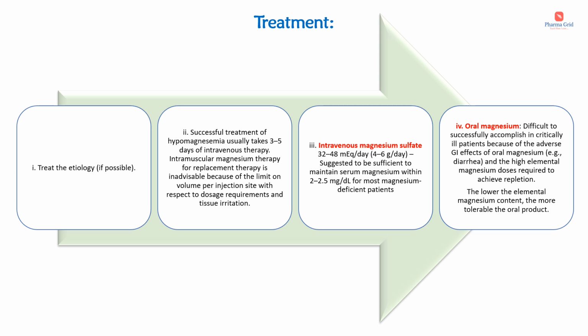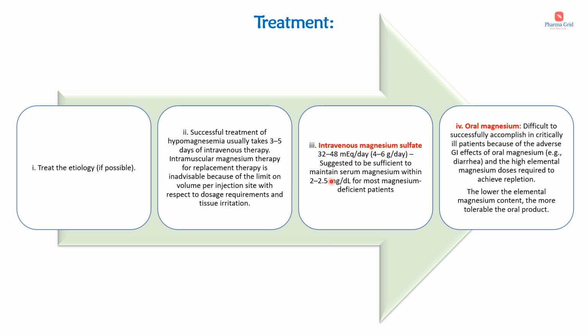Now, the treatment options for hypomagnesemia. First of all, treat the etiology if possible. Then successful treatment of hypomagnesemia usually takes 3 to 5 days of intravenous therapy. Intramuscular magnesium therapy for replacement therapy is inadvisable because of the limit on volume per injection site with respect to dosage requirements and tissue irritation. Then the treatment options include intravenous magnesium sulfate as well as oral magnesium.